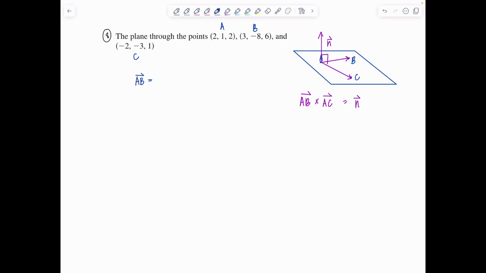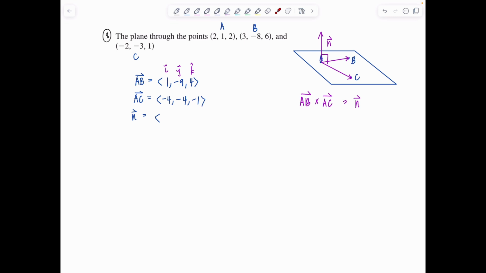So AB would have components 1, negative 9, 4. AC has components negative 4, negative 4, negative 1. And then now I need to find their cross product. I'm not going to write out a whole 3 by 3 and do the determinant. I just do it in my head, as I showed my class. I don't even write i hat, j hat, k hat. I just kind of imagine they're there.